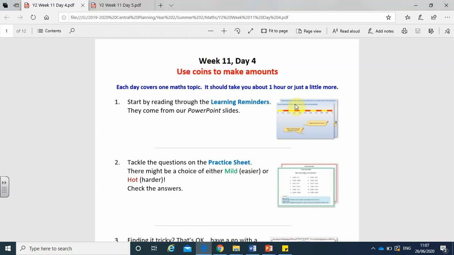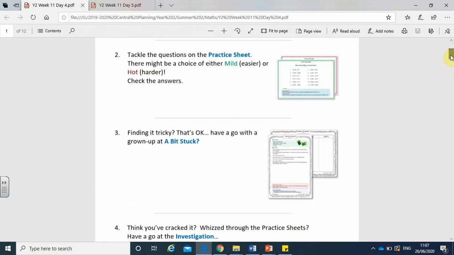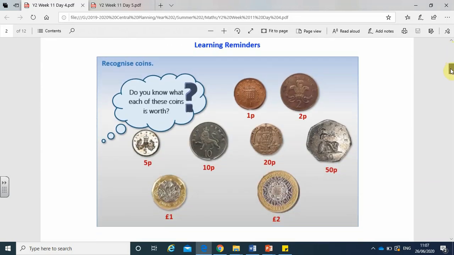We're looking today at using coins to make amounts. I love this one, and there are some really important things. It's just really adding. We can use the methods that we normally use: column addition, number lines, anything like that. So don't let the coins confuse you when it comes to this one.